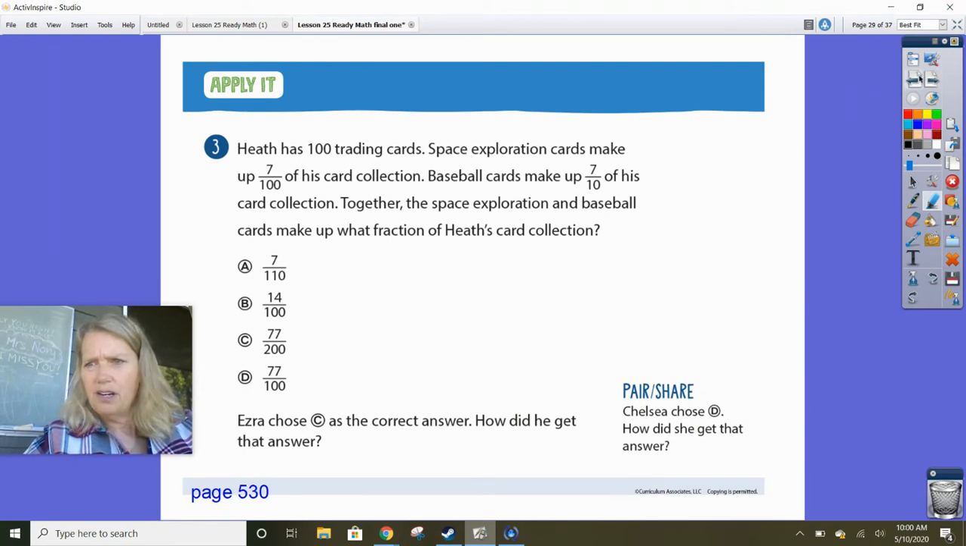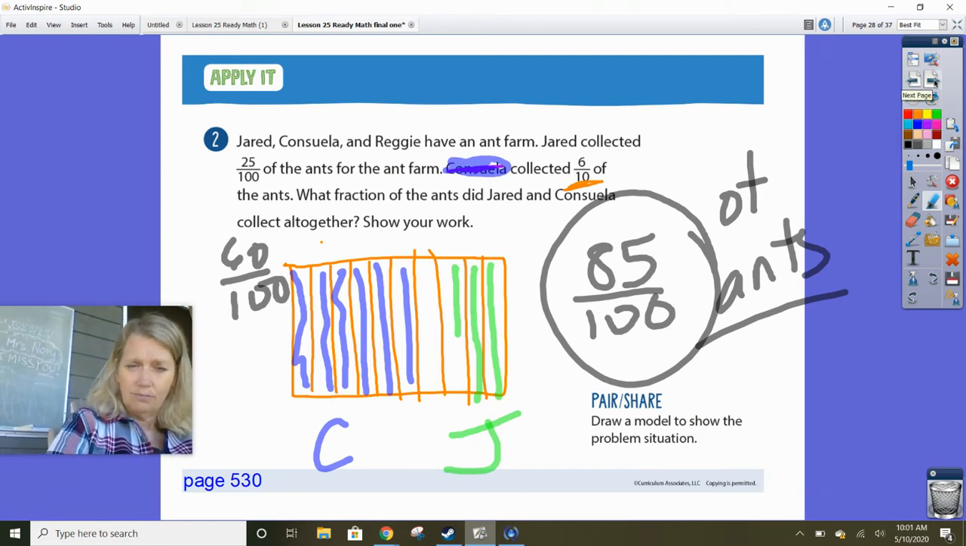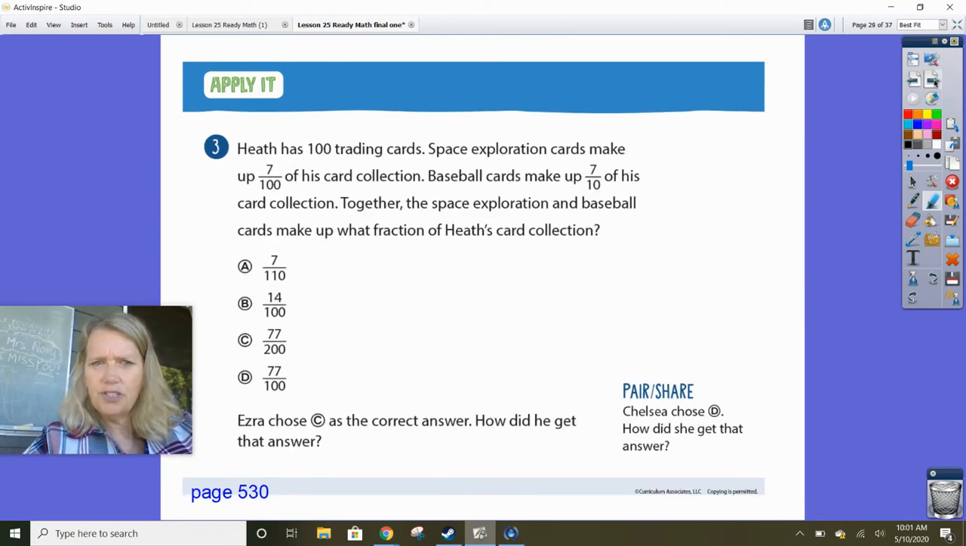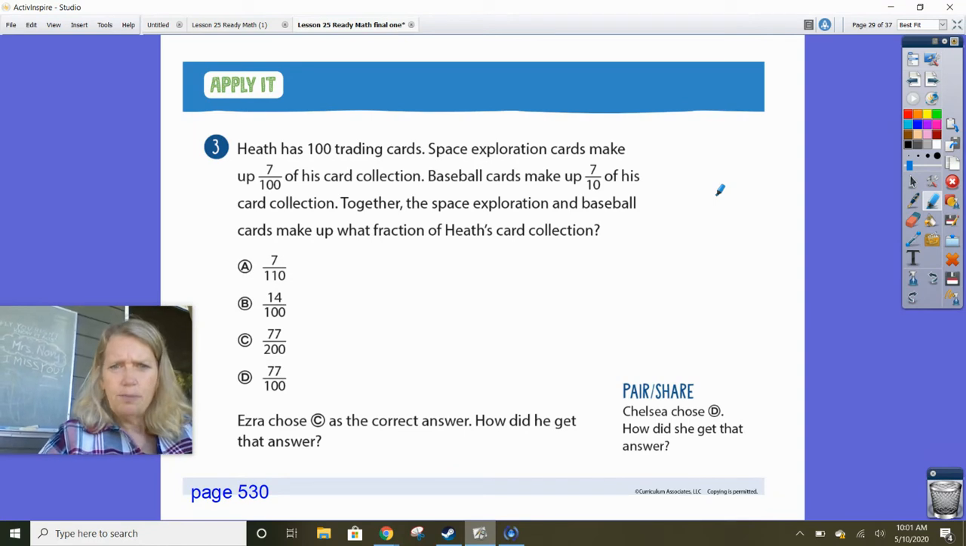That's weird. Is there not a number 2? That is number 2. So if I asked you how much Reggie did, bonus, 15, right? There's 15 left, 15 hundredths. Heath has 100 trading cards. Space exploration cards make up 7/100ths of his card collection. Baseball cards make up 7/10 of his card collection. Together, the space exploration and baseball cards make up what fraction of Heath's collection?